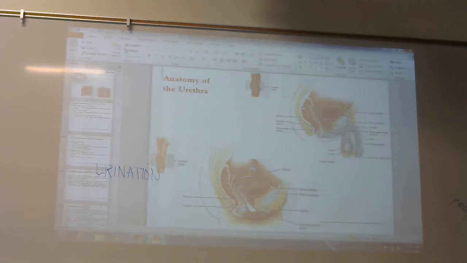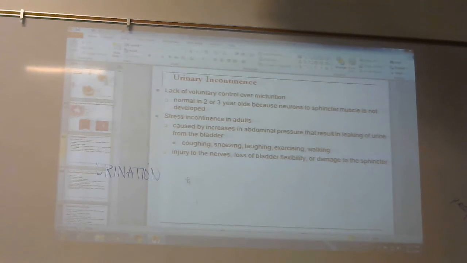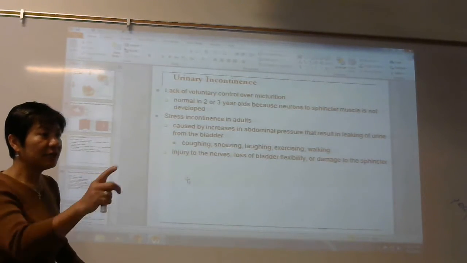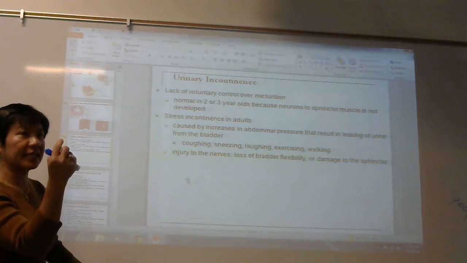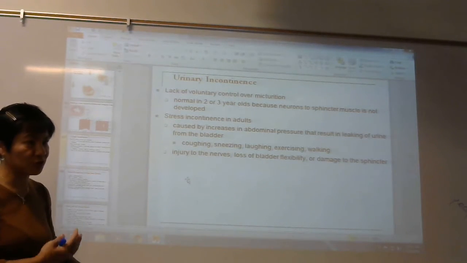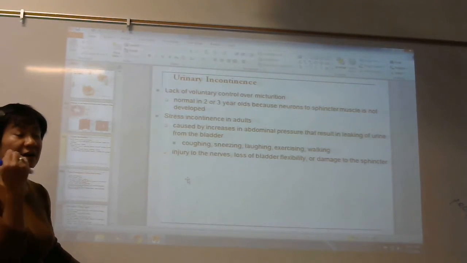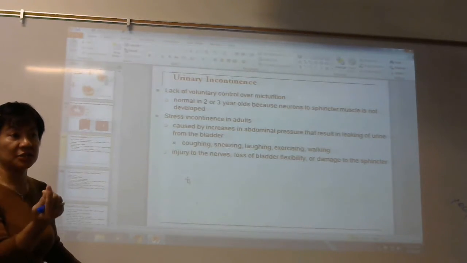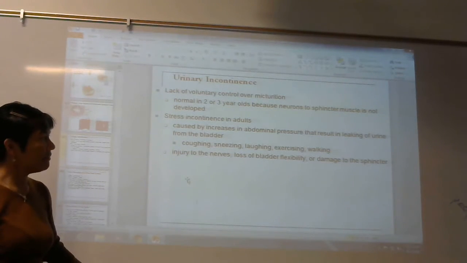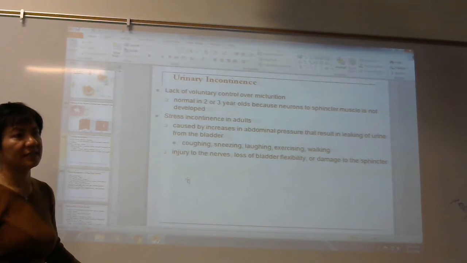It's out in the Puget Sound. So, some problems: incontinence. If you cannot control your micturition or your pee, that's called incontinence. The reflex has to be developed. Babies are not able to control it yet because you have to have the proper neurological connections. So by 2 or 3 years old, they should be potty trained. If not, then they are incontinent.